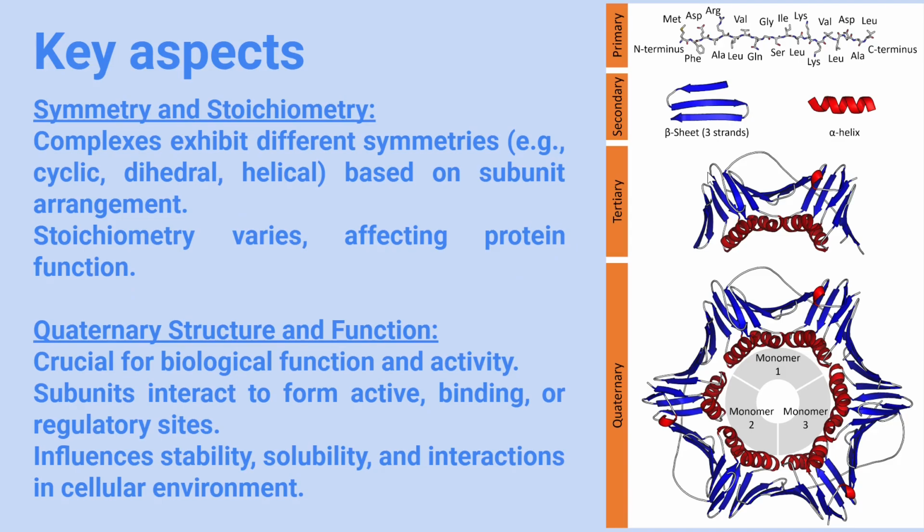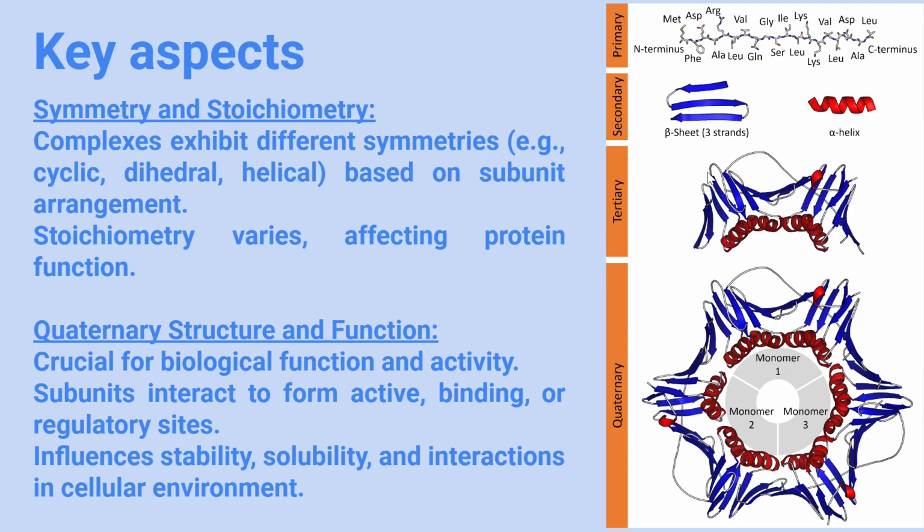Another key aspect is symmetry and stoichiometry. So, protein complexes can exhibit various types of symmetry, including cyclic symmetry, dihedral symmetry, and helical symmetry, depending on the arrangement of subunits. On the other hand, stoichiometry of a protein complex refers to the ratio of different subunits in the complex and can vary depending on the specific protein and its biological function.